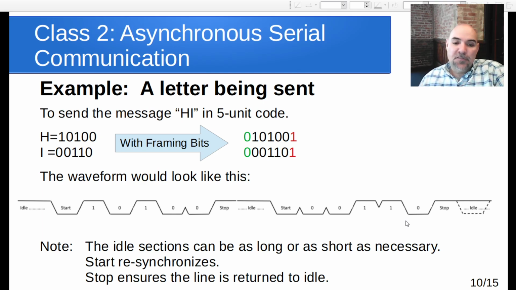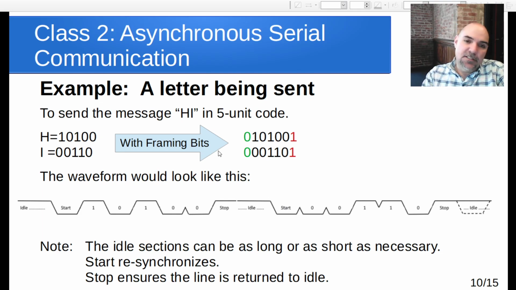Okay, so the idle sections can be as long or as short as necessary. It could even be that the start bit for the next message happens right after the stop bit is done, and immediately starts. Or the idle period could go on for, I don't know, 10 minutes or an hour or a day. Because what synchronizes the motors again is the next start bit at the beginning of each message. So the start bit resynchronizes, and the stop bit ensures the line is returned to idle, ready for the next start bit. All right, very clever system, still used today for asynchronous serial communication.